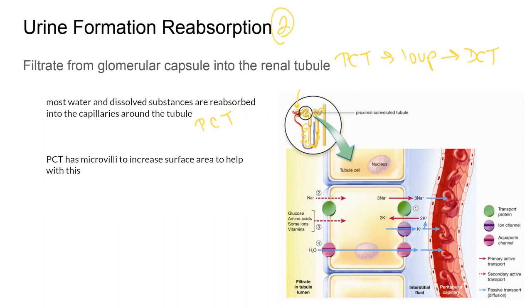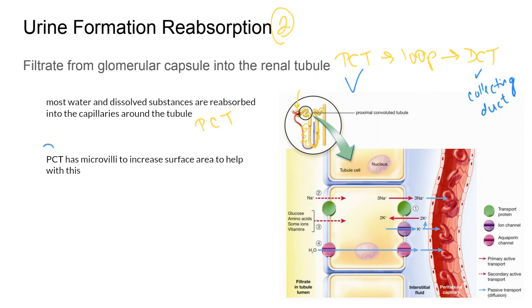Most of this reabsorption is going to happen in the proximal convoluted tubule. Some will happen in the distal convoluted tubule and some in the collecting duct. So you notice we didn't mention the nephron loop portion. Again, the bulk of this reabsorption is happening in the proximal convoluted tubule. The distal convoluted tubule does a little, as well as the collecting duct.